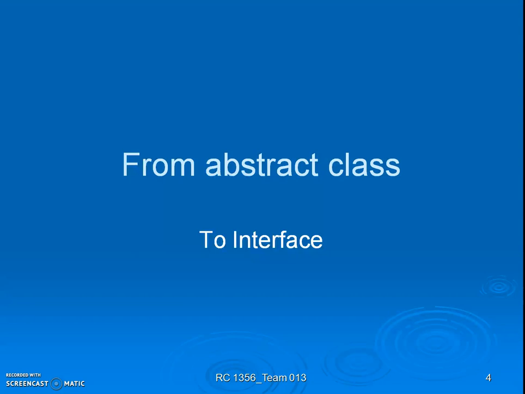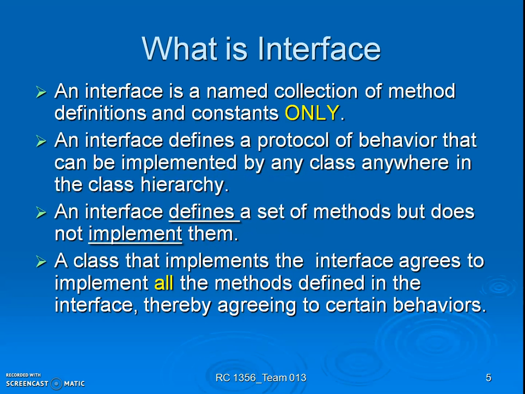So let us migrate from abstract class to interface. What is an interface? An interface is a named collection of method definitions and constants only. An interface defines a protocol of behavior that can be implemented by any class anywhere in the class hierarchy. An interface defines a set of methods but does not implement them. This is very important. An interface can have only the method definition, but a method body cannot be available there. Only the method body can be present inside the class which inherits from it.